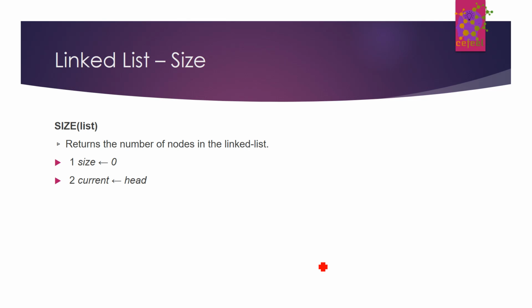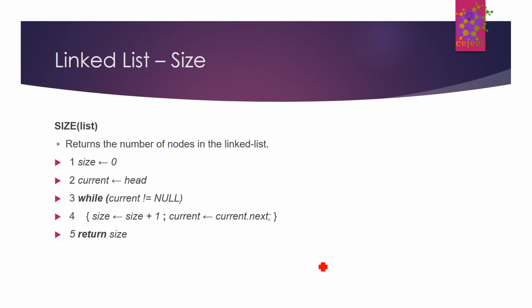Now let's see the algorithm real quick. Size only takes the list and it returns the number of nodes in the linked list. So we start with a variable size, initialize it to 0. We start with a current pointer that points to head, and while current is not null, we keep incrementing the size, and then we keep moving the current. Whenever we reach the null pointer, which means we have completed the traversal through the entire list, at that point we just return size.